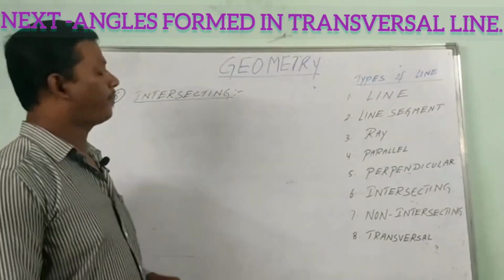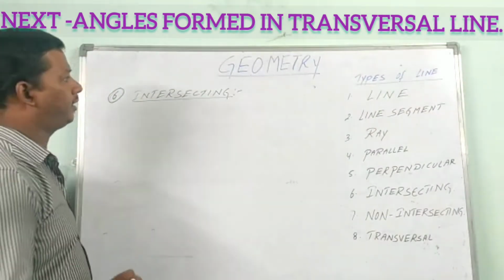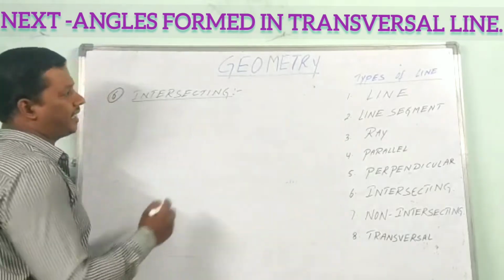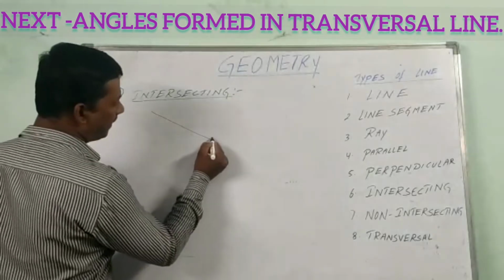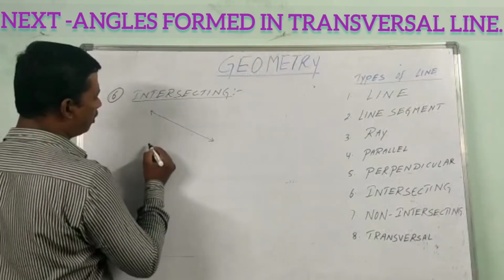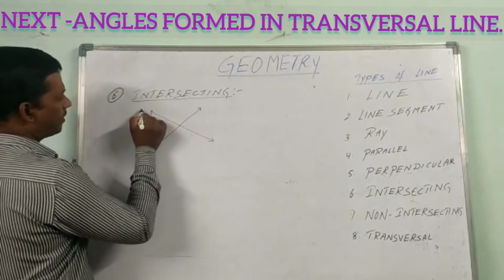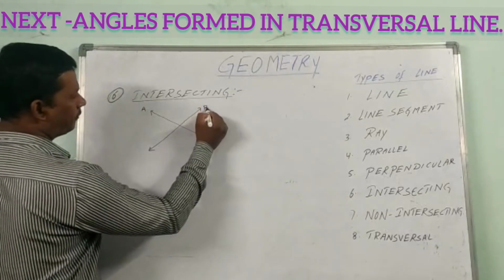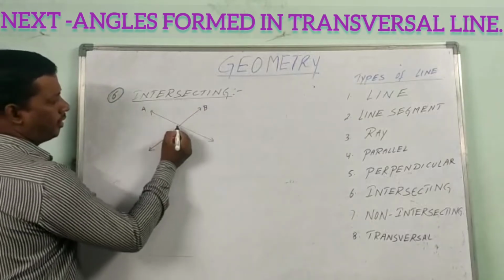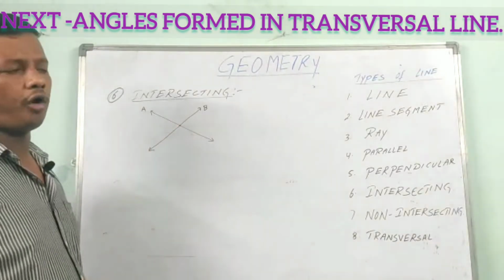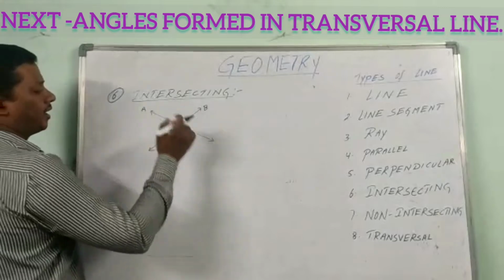Next, the sixth one, intersecting line. What is an intersecting line? When two or more lines intersect, they meet at a particular point. That point is called the point of intersection. These are the two lines. Take this as line A and this as line B. Now these two lines are meeting at a point. This point is called the point of intersection. This is the intersecting line.